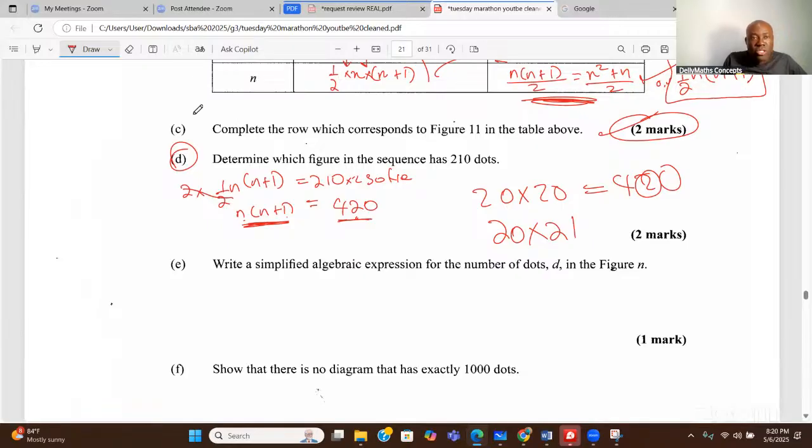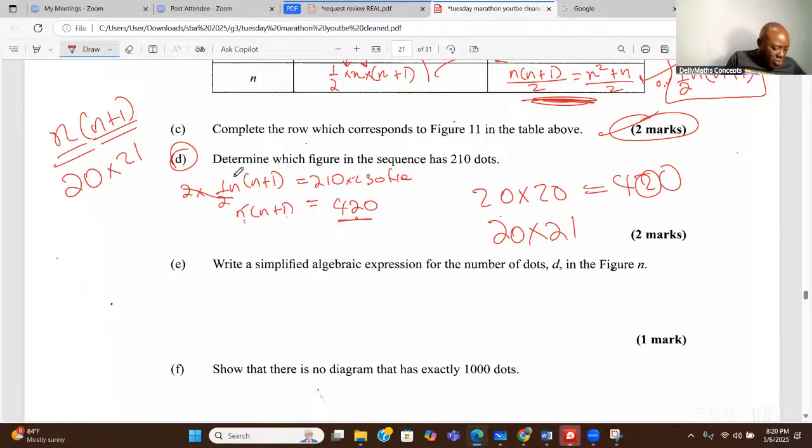I'm saying 20 times 21 gives this by looking at it. They set it up this way because if you distribute this, you're going to get n squared plus n. Yes, it can work, and you factorize and find the answer, but I don't want to do that right now. When you look at this, you're seeing two consecutive numbers: one is n, and one is n plus 1. That means they're beside each other. I'm saying it's 20 times 21.